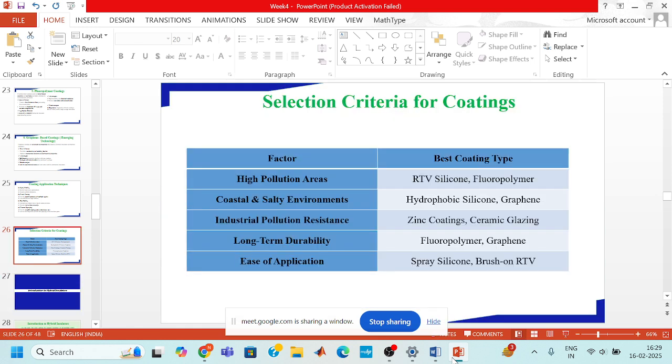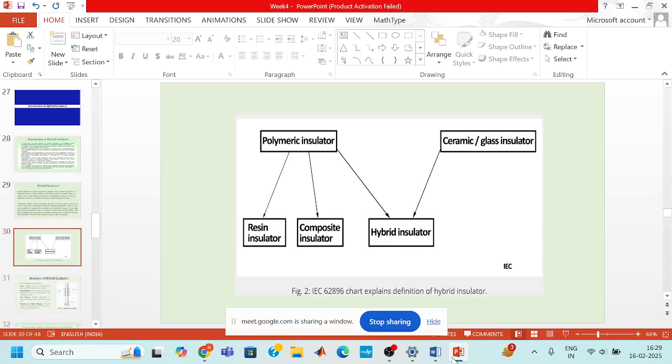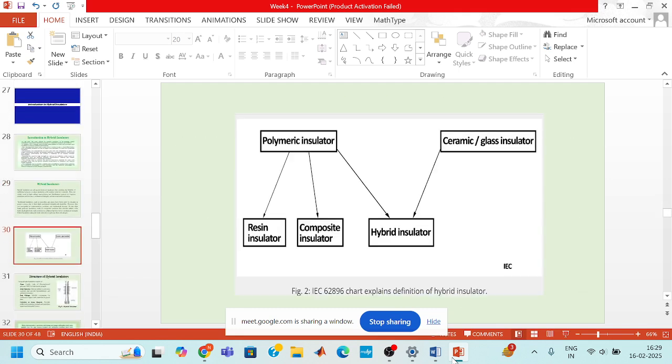Okay, these are the cleaning methods and coating techniques which are used for different types of insulators that I have discussed since the first class, like ceramic insulators, glass insulators, and polymer insulators. Now we discuss the hybrid insulators. Hybrid insulators are a mixture of polymer insulators and ceramic and glass insulators.